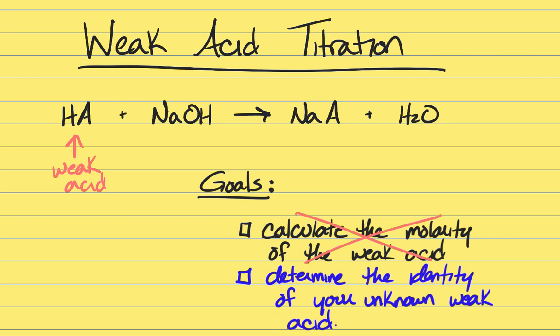This time around, our goal for this titration procedure is to determine the identity of our unknown weak acid. So I mentioned that each group is going to get a different weak acid, and you're not going to know what it is. It's just going to be acid A, B, C, D, etc. And you're going to do your analysis to figure out what weak acid you have. So this titration, not anything about concentration this time, all about determining what the unknown is.